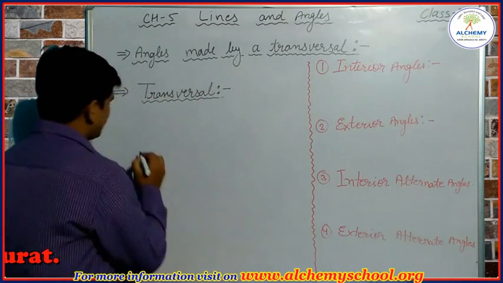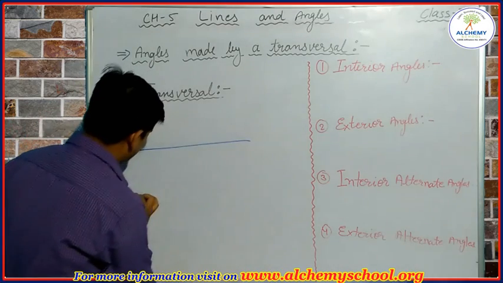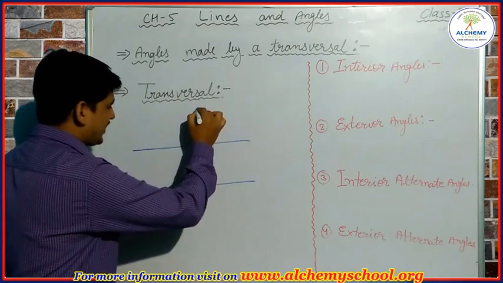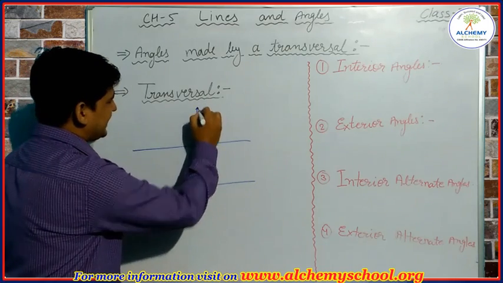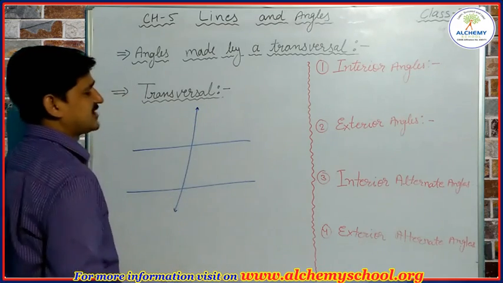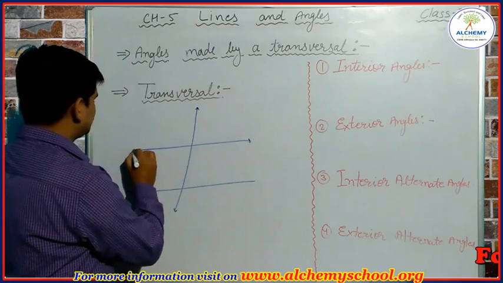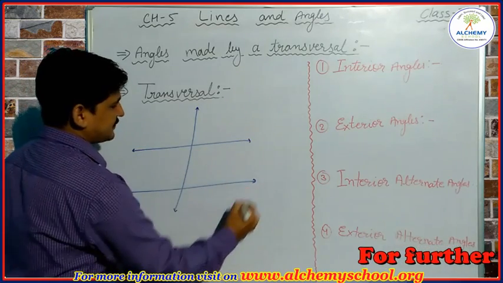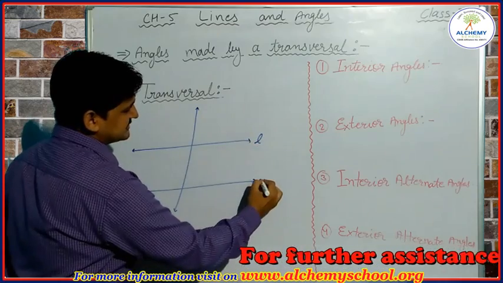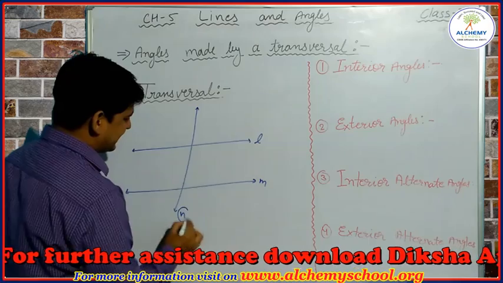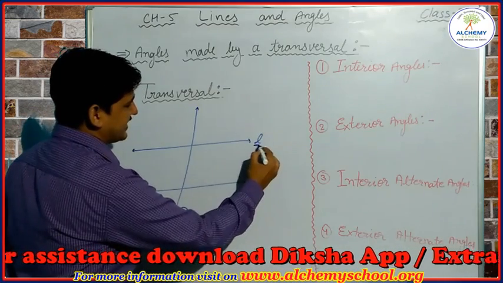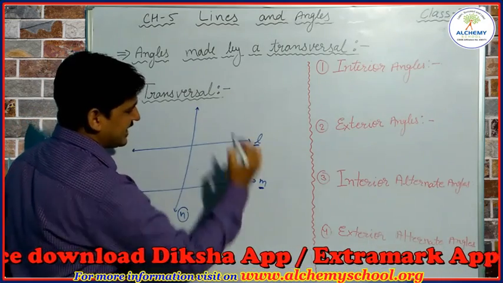Students, when two lines are crossed by a third line, this third line is considered the transversal of the remaining two lines. Suppose this is line L, this is line M, and this is line N. So line N is the transversal of line L and line M.